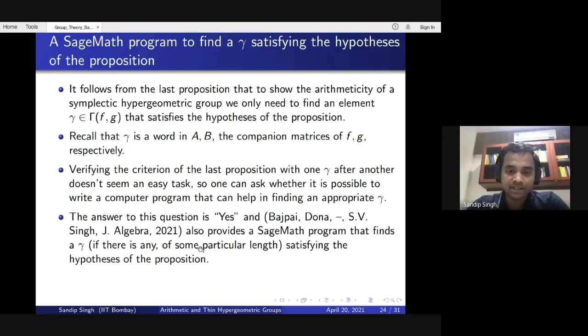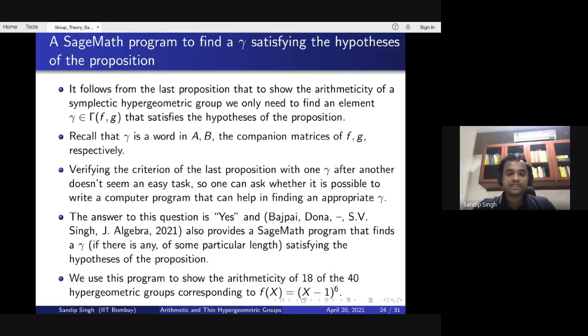In the same paper, we also provide a SageMath program that finds a gamma if there is any. Of course, if the group is not arithmetic, or even if it is arithmetic, we may not get such a gamma. It is not true that we will always get gamma, but this program helps us find whether there is such a gamma of some particular length satisfying the hypothesis of the proposition.